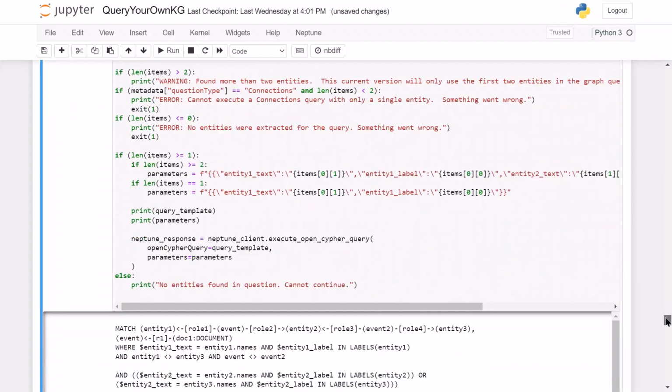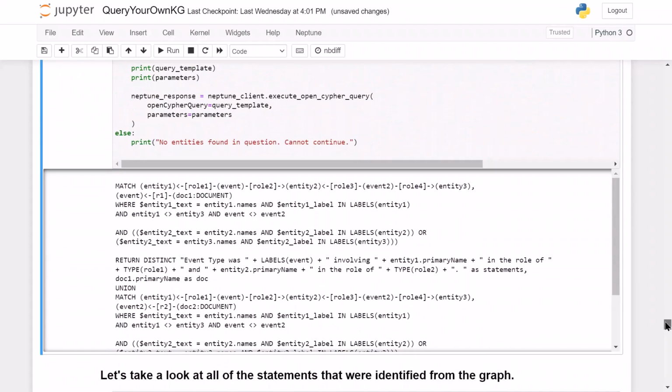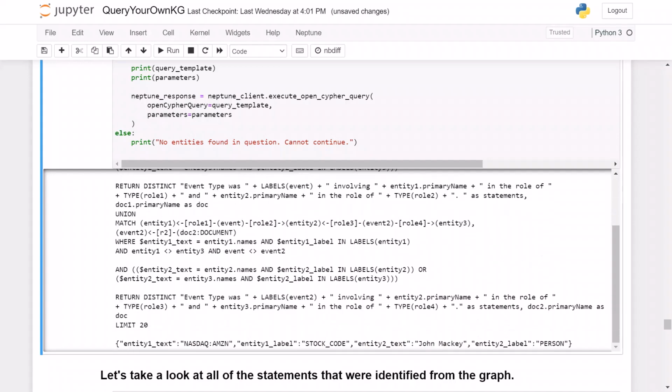So I run this, and you can see the query that was generated. This is the query, and I'm telling it to get at most 20 facts and entities here. And you can see the parameters that we're passing as well. If you look at this query, you can see how it's parameterized, like entity one text, entity one label. And down here, you can see the entity text is NASDAQ Amazon, the entity label is stock code, and then John Mackey, who's a person.